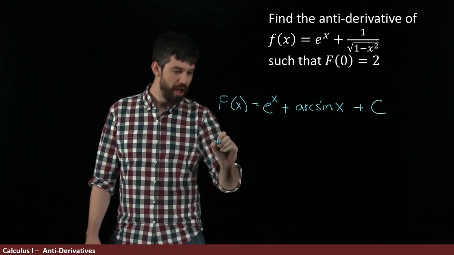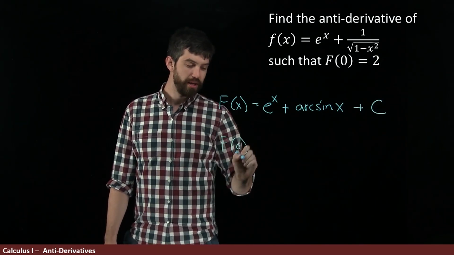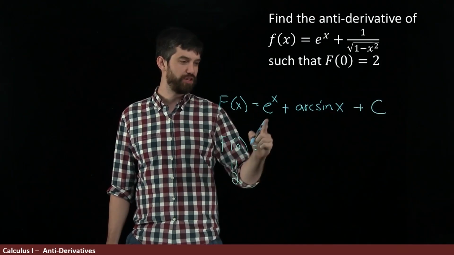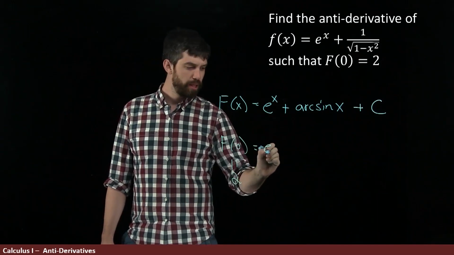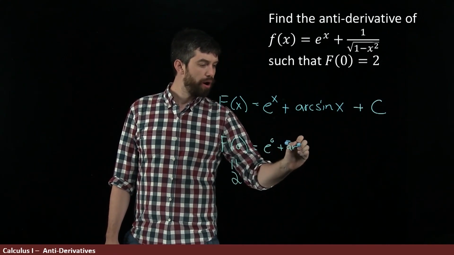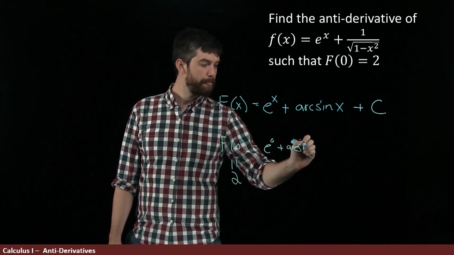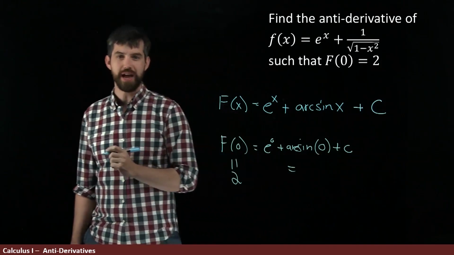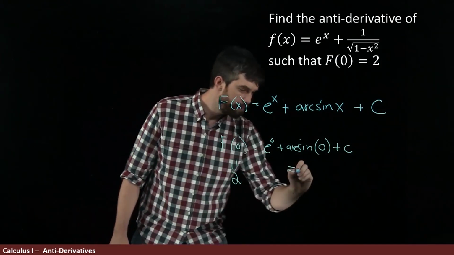All right, so let's go. I want F of 0 to be equal to the value of 2, right? That's my claim. I want this to be equal to 2. But what is F of 0? Well, e to the 0 plus arc sine of 0 plus c. Okay, I can probably evaluate that. e to the 0 is just 1.